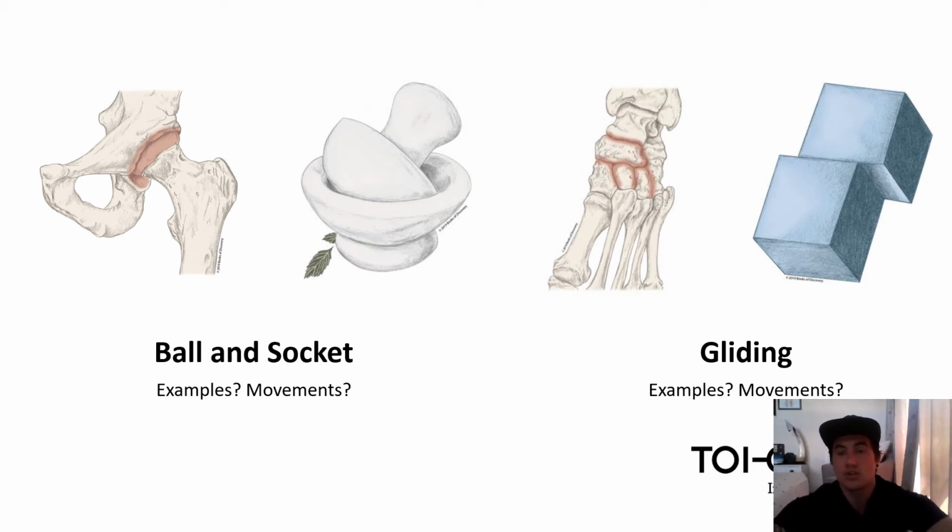And then we have gliding joints, which are flatter surfaces coming together, but they can move. So the example here is your tarsals and your carpals. In between your tarsals and your carpals, you can get a bit of movement, which are gliding joints.